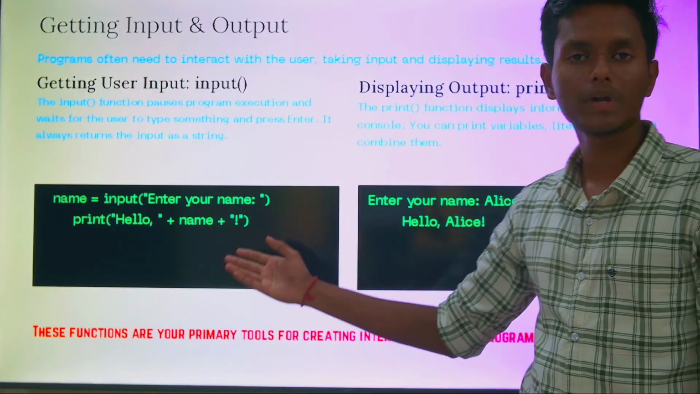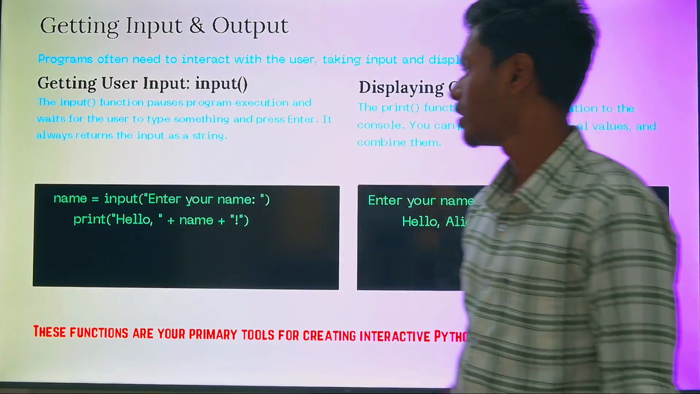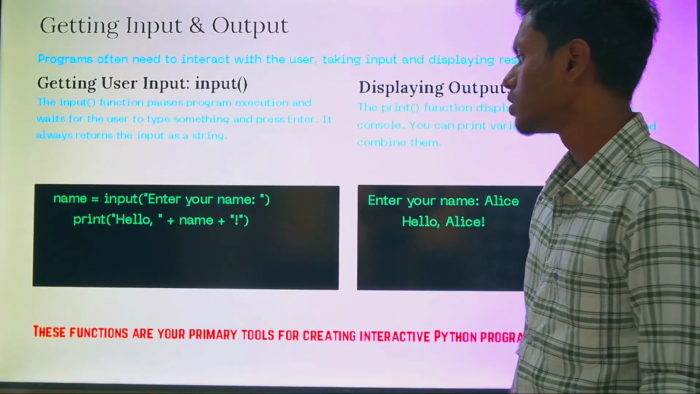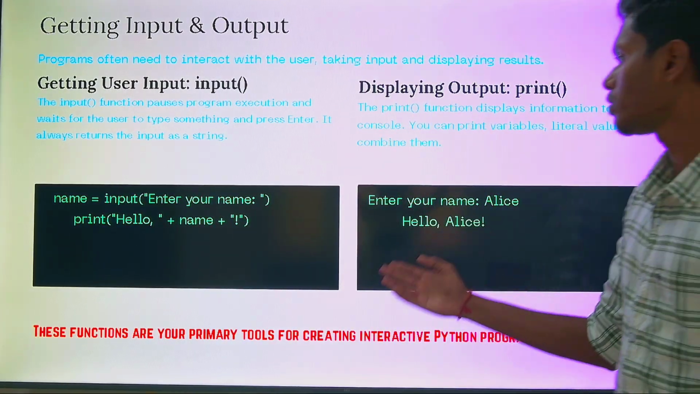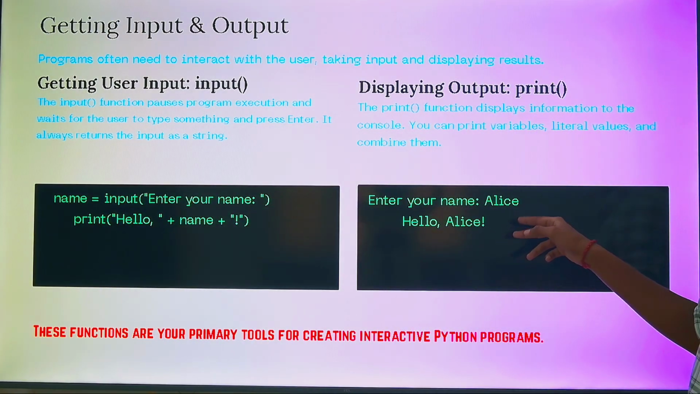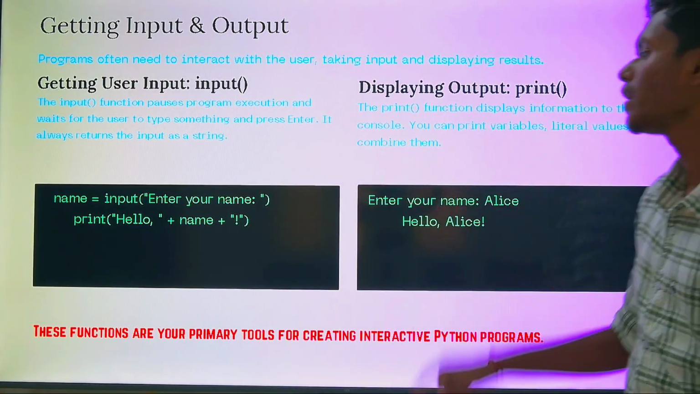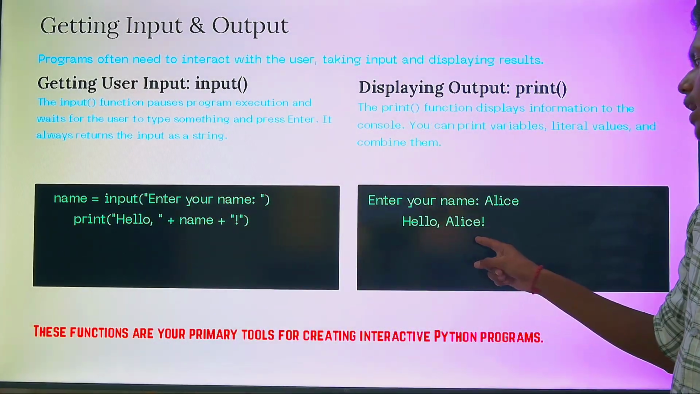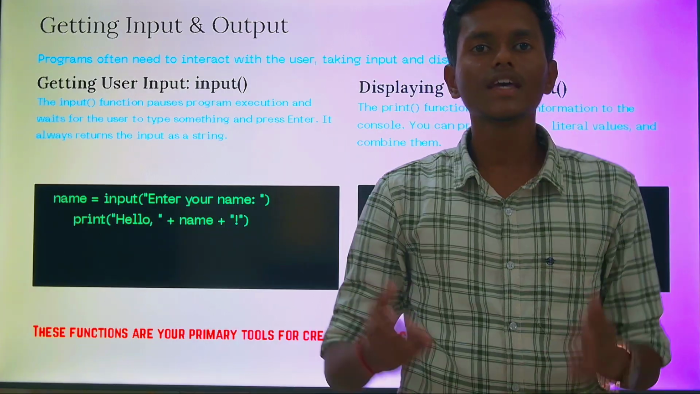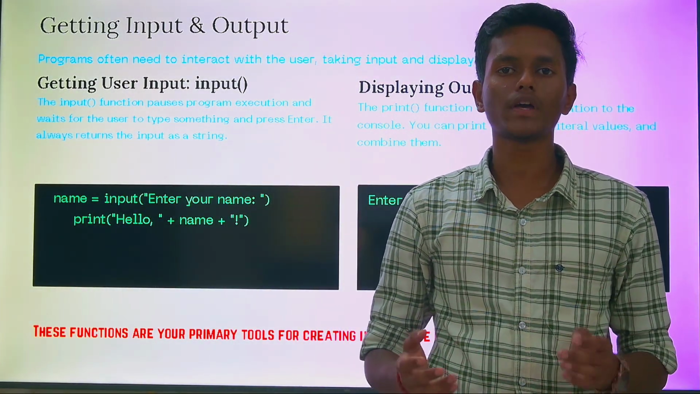So here is a sample program. Name is equal to input, enter your name. Then print hello plus name. So this is the output. Enter your name, this one. And you enter something, alias. Then it prints, this is displaying output: hello alias. These functions are your primary tools for creating interactive Python programs.